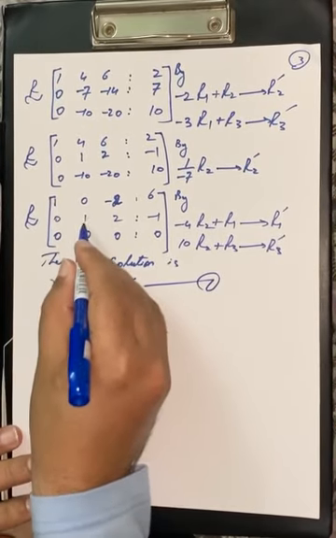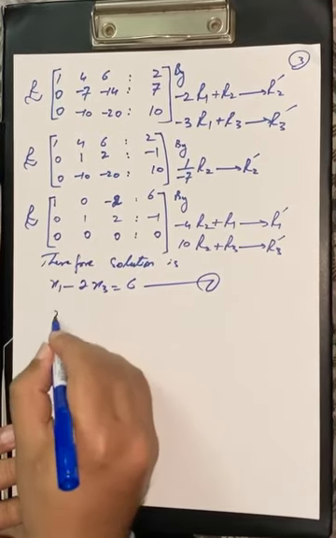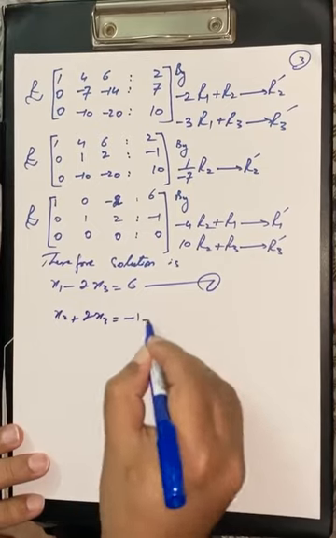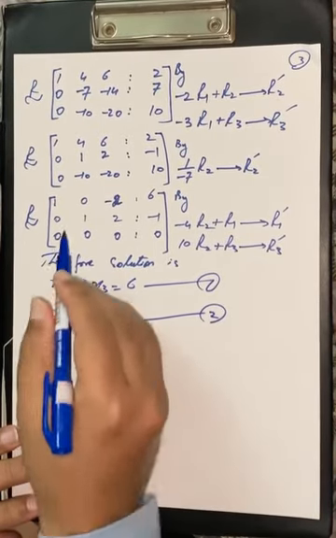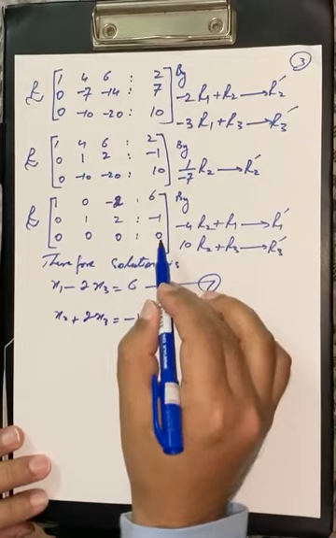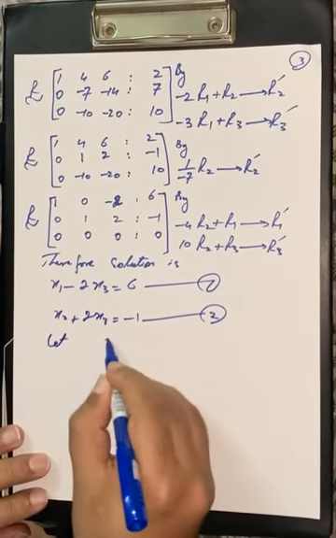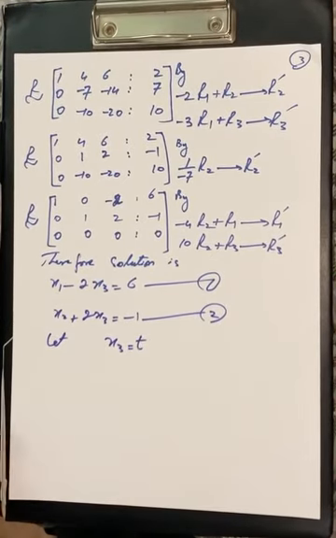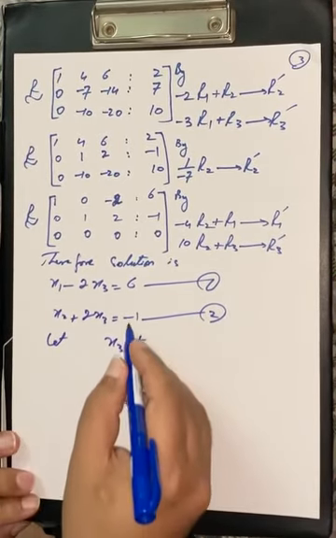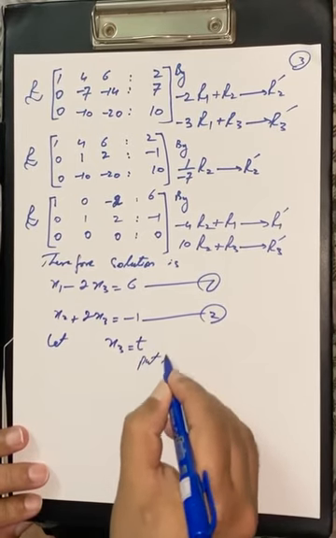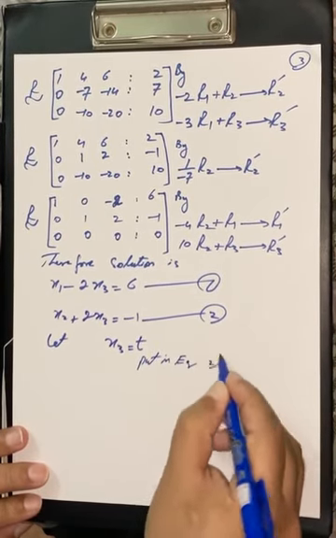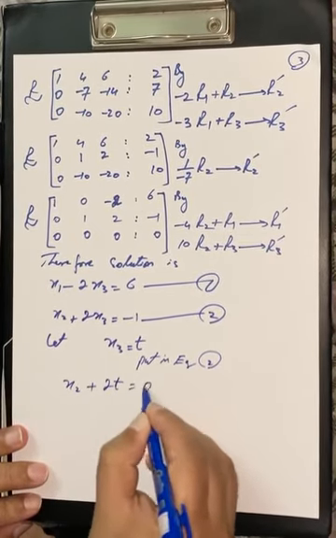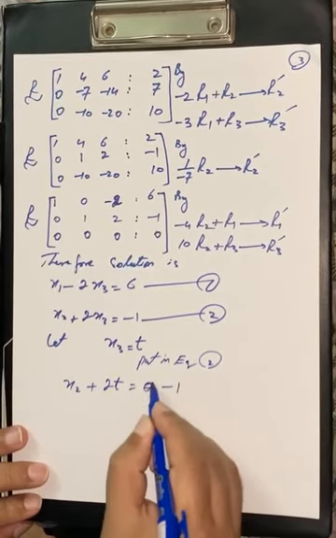Next, x1 is 0, then x2 plus 2x3 equals minus 1. Equation number 2. And for the last, when the row is all 0, what do we do? We suppose x3 equals t, where t is any arbitrary constant. I want to put t in equation 2 first. This is x2 plus 2t equals minus 1.